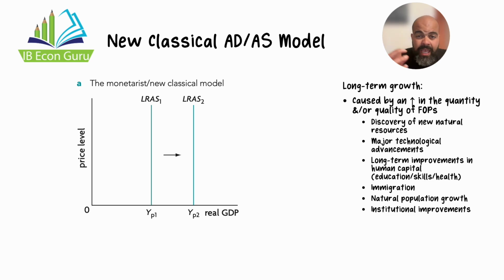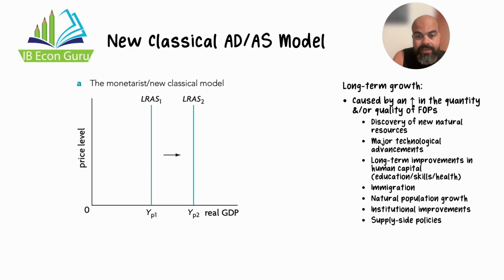Institutional improvements, any improvements in institutions that reduce corruption, for example, because corruption can be a drain on the economy. Institutional improvements that encourage good governance and that encourage investment, all of these will increase the economy's productive capacity in the long term or in the long run and shift the LRAS curve to the right.